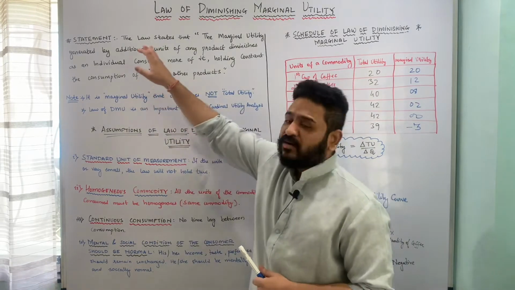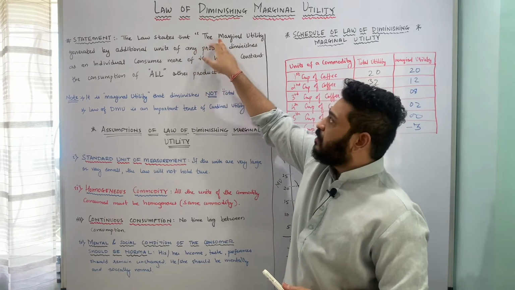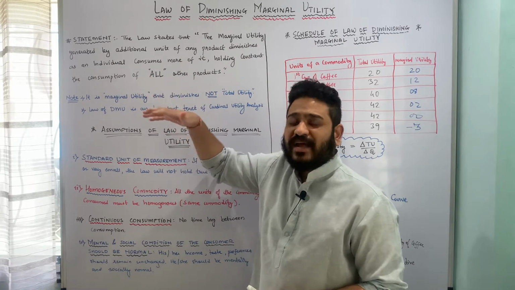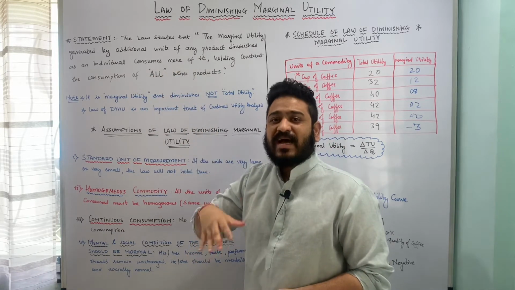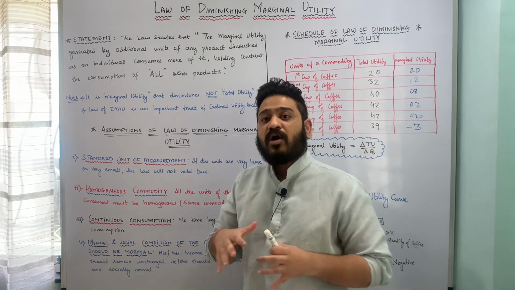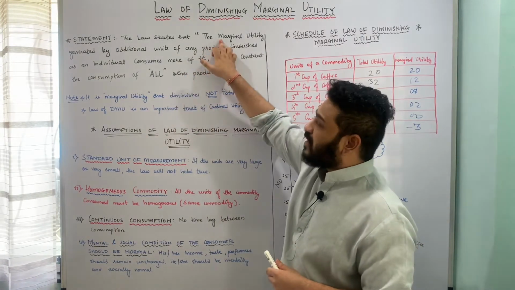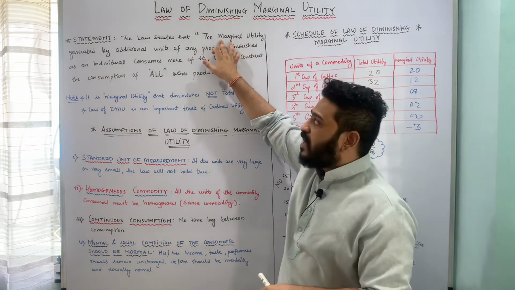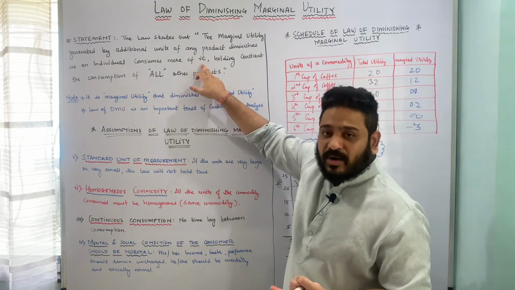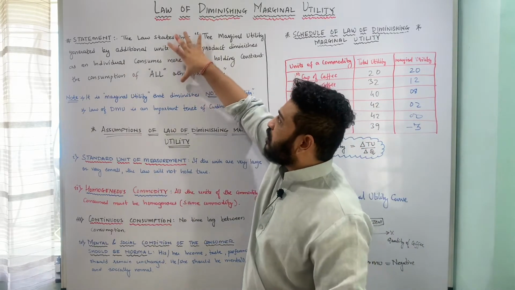First of all, the statement of the law. The law of diminishing marginal utility states that the marginal utility generated by additional units of any commodity or any product diminishes as the consumer consumes more of that product, holding constant the consumption of all other products by that particular individual. Now, what is happening is the marginal utility is going on diminishing as the consumer is consuming more and more units of that particular commodity, holding constant his consumption of all the other commodities. That is what the law is saying.